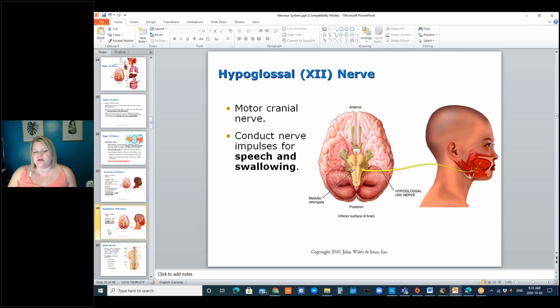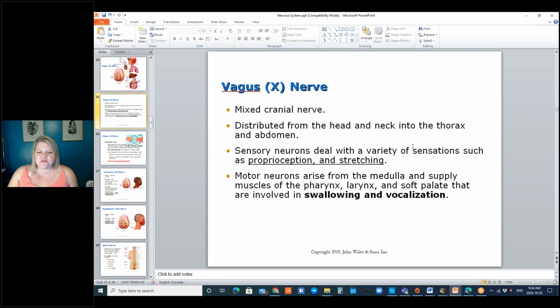The hypoglossal nerve is a motor nerve, and it is involved in speech and swallowing. What other nerve was involved in swallowing and speech? If you said the vagus nerve, you're right. Its motor division is feeding impulses to the pharynx, larynx, and soft palate.